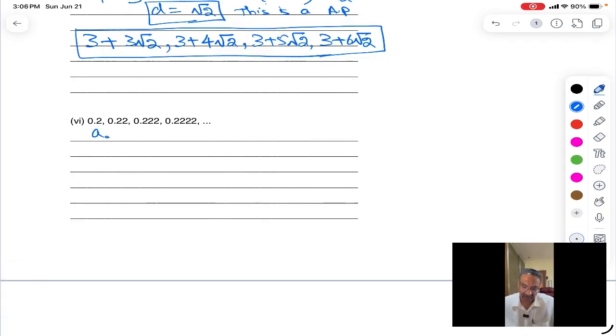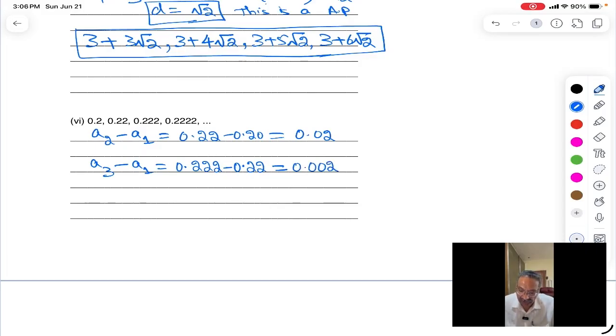Next, let's come to the 6th one. Let us see. A2 minus A1 is equal to 0.22 minus 0.20, which is equal to 0.02. Here it is a little about decimals, so do it slowly and carefully. A3 minus A2 is equal to 0.222 minus 0.22, which is equal to 0.002. Those who cannot write it directly, do your normal subtraction roughly on the side.